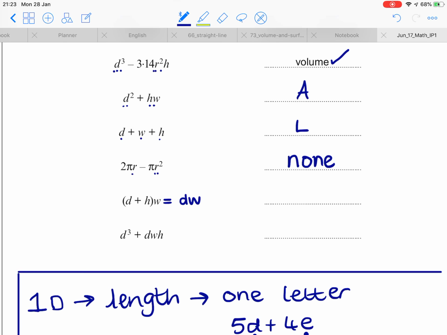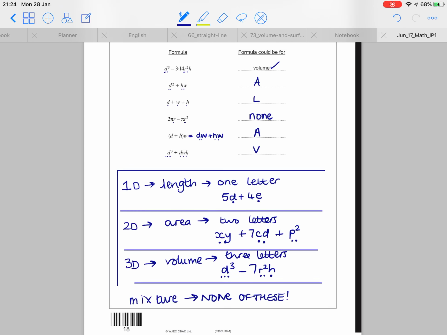First part of the bracket is really DW, second part of the bracket is really HW. 2 there, 2 there, 2 dimensions for area. D cubed in the last one is 3, DWH in the last one is 3, 3 everywhere is volume.